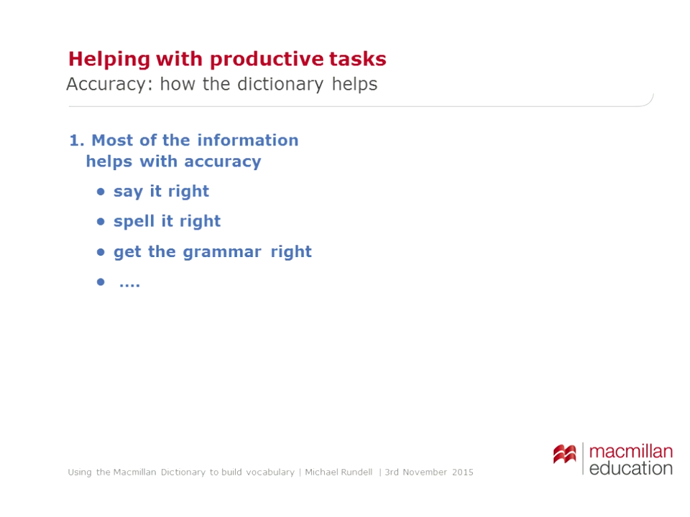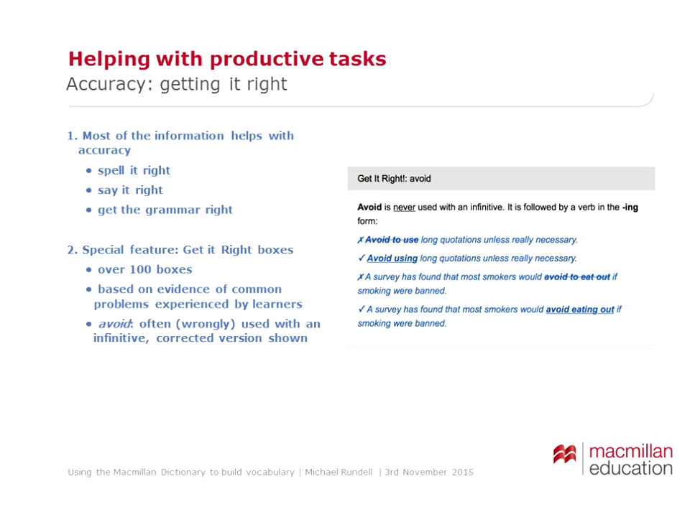Now, how can the dictionary help with accuracy? Well, most of the information in the dictionary will help you with that, about saying the thing right, spelling it right, getting the grammar right, and so on. There's another interesting feature you may not know about, which is what we call Get It Right boxes. And here's an example from the word avoid. This is a very interesting and special feature of the Macmillan Dictionary. There are over 100 of these boxes, and as it says here, they're based on evidence of common problems experienced by learners. So what we've done is analyze a lot of language data, text produced by learners, to see if we can identify the words and the patterns which seem to regularly cause problems when people are creating their own text.